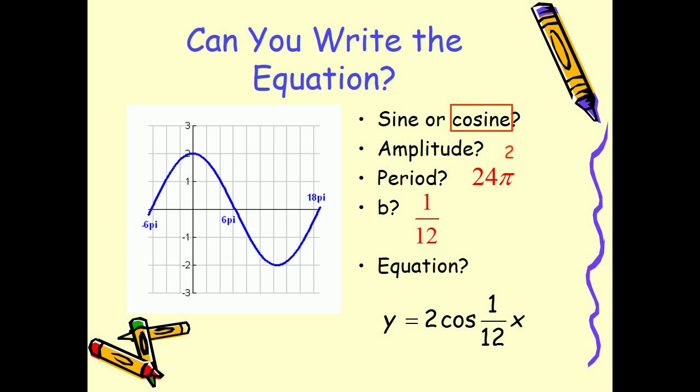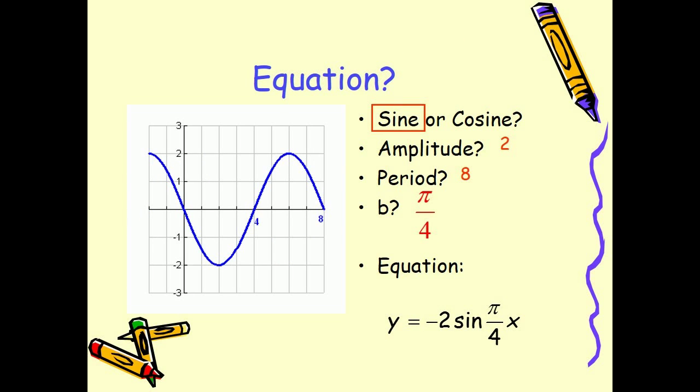Can you write the equation? First, you need to determine if it is sine or cosine. This is cosine. You know the amplitude is 2 because that is the distance from the midline to the max and min points. The period is 24 pi, because each quarter period is 6 pi. When you plug 24 pi into the equation for the period, and solve for B, B is equal to 1/12. Therefore the equation is y equals 2 times the cosine of 1/12 x.